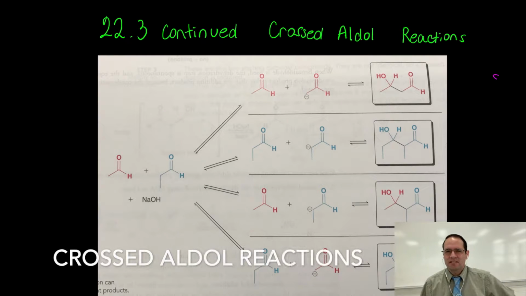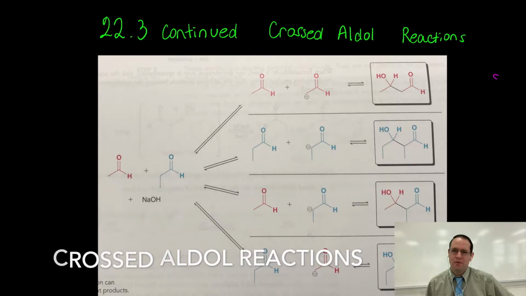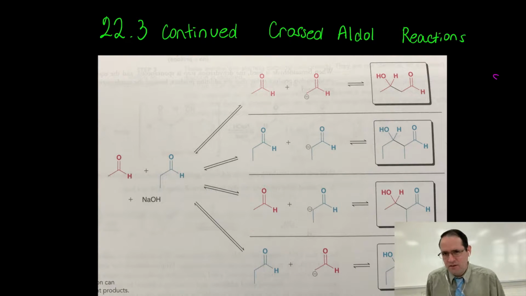This is a continuation of section 3. We want to talk about the crossed aldol reaction. Now, this figure here describes what's going on. Normally when you do the aldol addition reaction or the aldol condensation, you are using, say for example, butanol, and two identical molecules of butanol are coming together to give you one product.